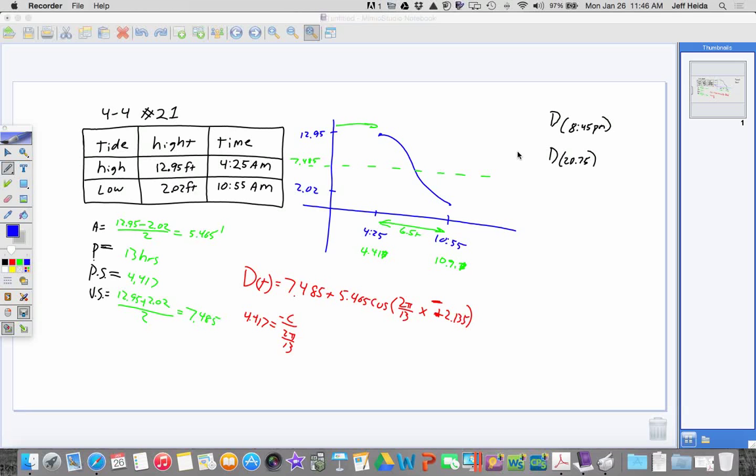And if it asks you what's the depth of the water at noon, 2 days down the road, you'd have to do the same thing. It has to be the number of hours after midnight. And what is the depth of the water at 20.75 if you were to plug that in? 7.28 feet.